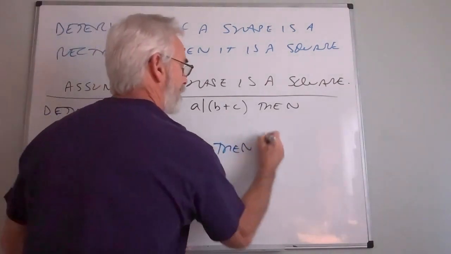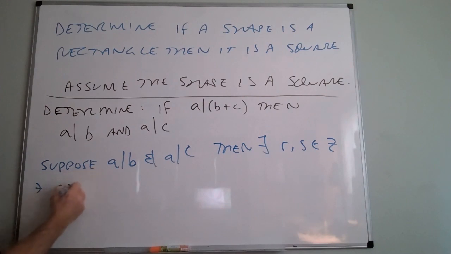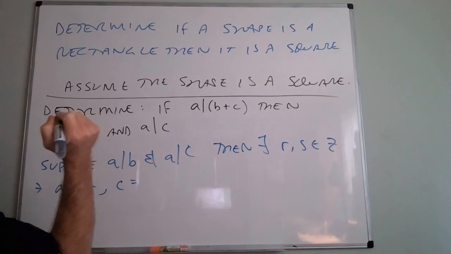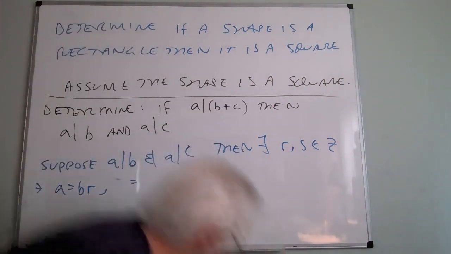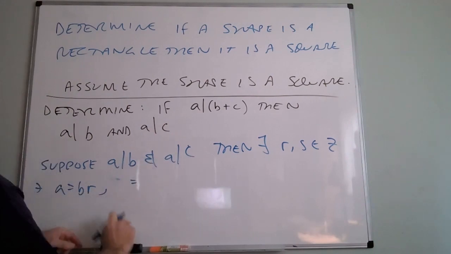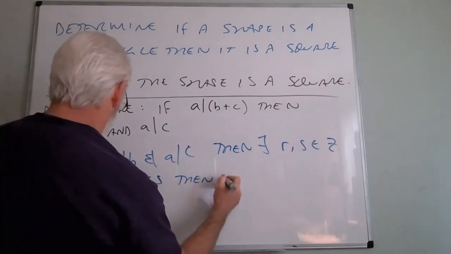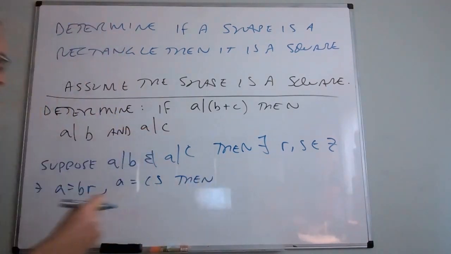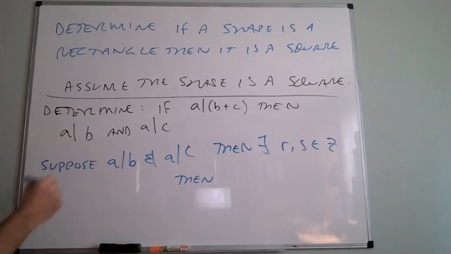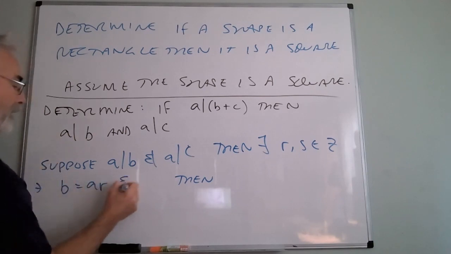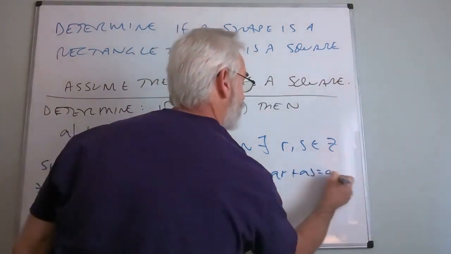Then there exist, let's say, R and S in the integers such that... A divides B. I didn't say that very well. I said that backwards in both cases. Let me start that again. If A divides B, that means that B equals AR. There we go. And C equals AS. Then B plus C equals AR plus AS, which equals A times (R plus S).